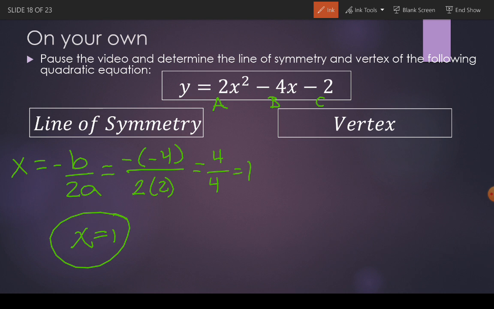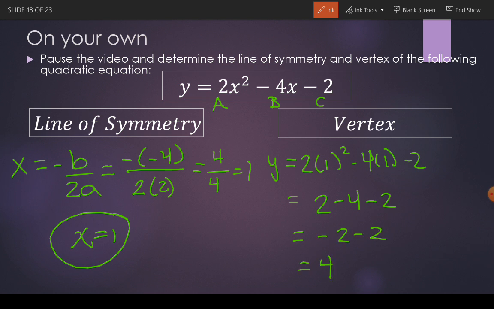To find the vertex, we plug in 1 into our original equation and then write it as a point. So y equals 2 times 1 squared minus 4 times 1 minus 2. So this is 2 minus 4 minus 2, which is negative 2 minus 2, which is equal to negative 4. So our y value is negative 4, and our x value is 1. So our vertex is (1, -4).